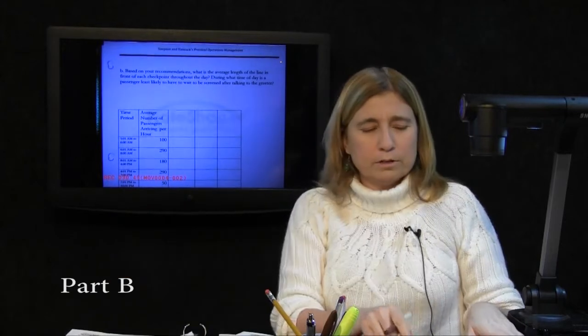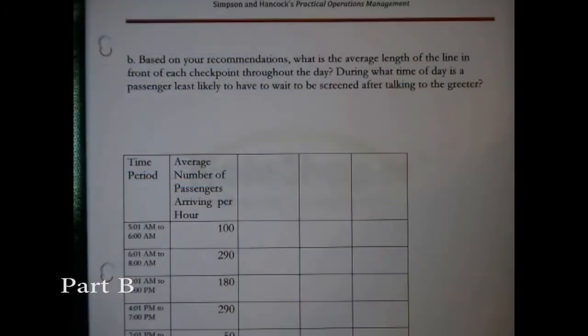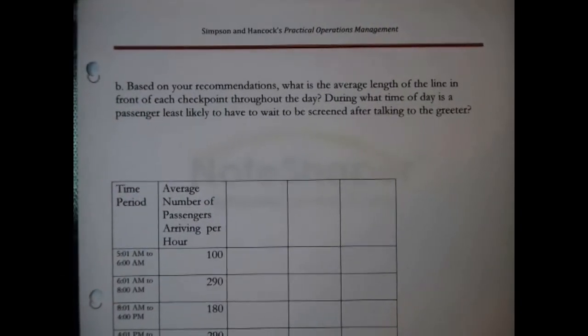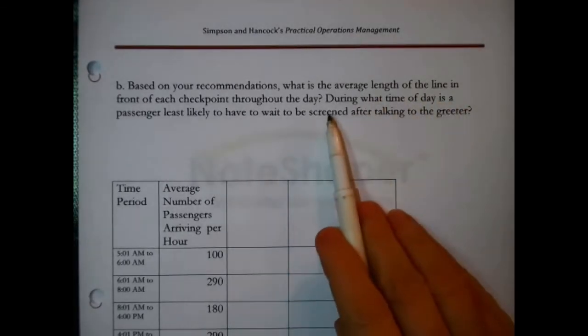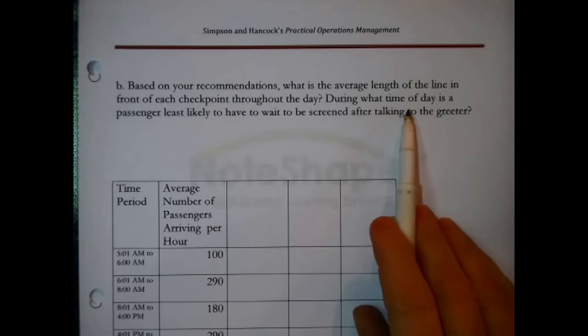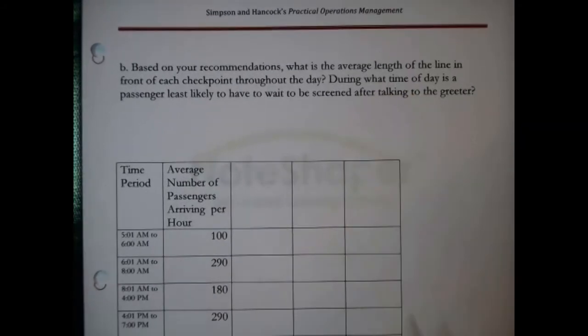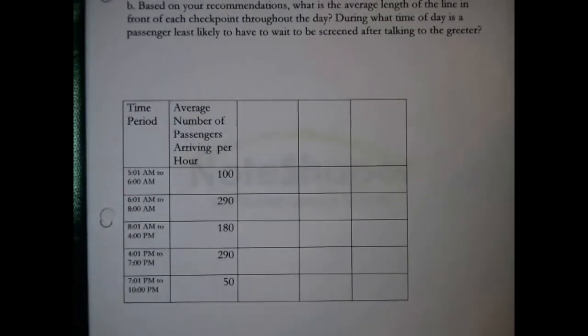Just when you thought you were done. Based on your recommendation, what is the average length of the line in front of the passenger checkpoint throughout the day? Oh, all right. Now, see the empty frame here? It's just meant to help us stay organized.